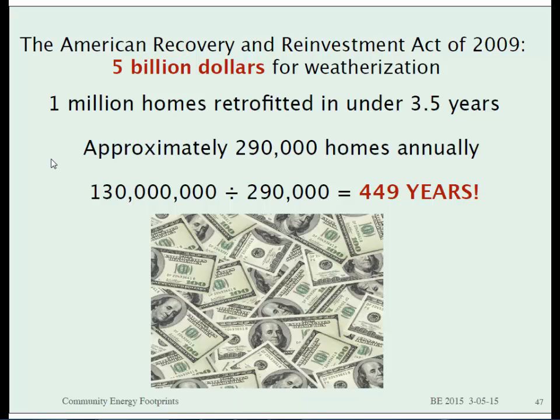If we look at the American Recovery and Reinvestment Act of 2009, $5 billion were allocated to weatherization, and we ended up reaching a milestone of 1 million homes in under 3.5 years, which is actually quite good, right? 1 million homes weatherized is great. But when you think about the fact that we have 130 million homes in the US, it's going to take hundreds of years to address these homes at this pace, and it's a significant cost.